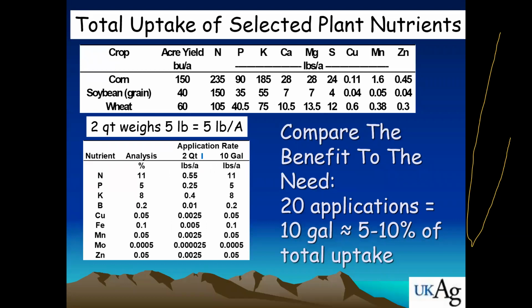That means if you apply 2 quarts per acre, the maximum suggested on the label, this is how much nutrient you actually get in that application: 1/2 pound of N, 1/4 pound of P, 0.4 pound of K. I mean, really? When you look at what the crop needs up here, these are row crops, but forages are no different. These things are a smidge. It would take a rate of 10 gallons of this product, 20 applications gives you 10 gallons, and all you're going to get even then is 5 to 10% of the total uptake.